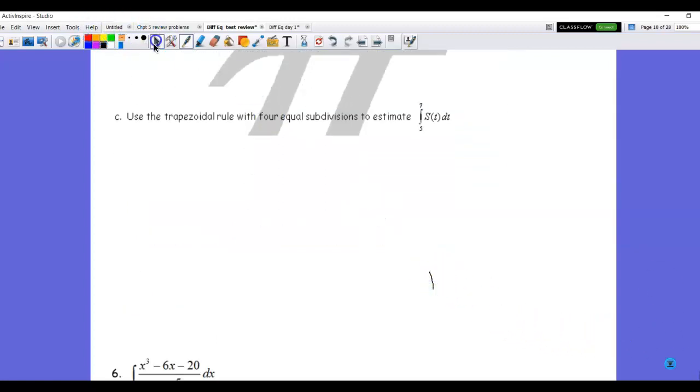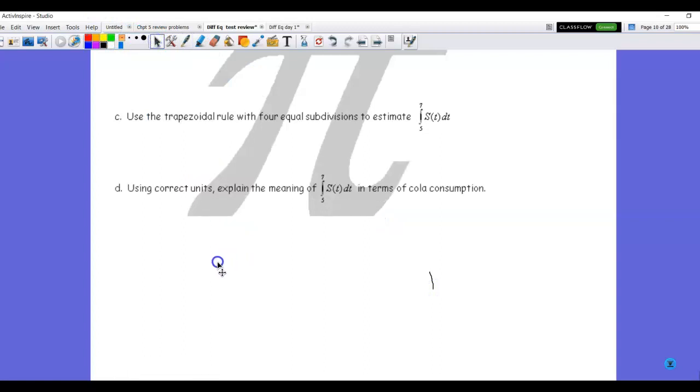So in part D, we are using correct units to explain the meaning of the integral from 5 to 7 of S of t dt. Recall that S of t is a rate, and when you integrate a rate, you lose the rate. So let's first of all talk about units. We were in billions of gallons per year. That was our original scenario for the units for S of t. If we're going to integrate that rate, we're going to lose the gallons.